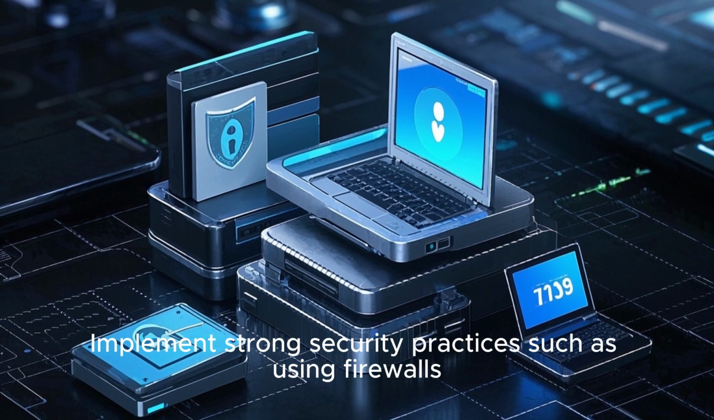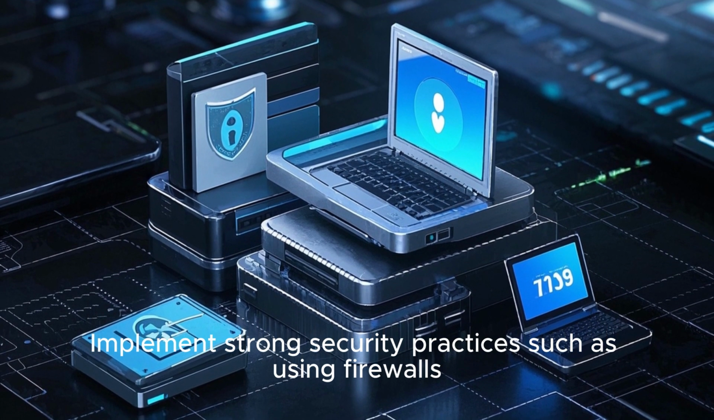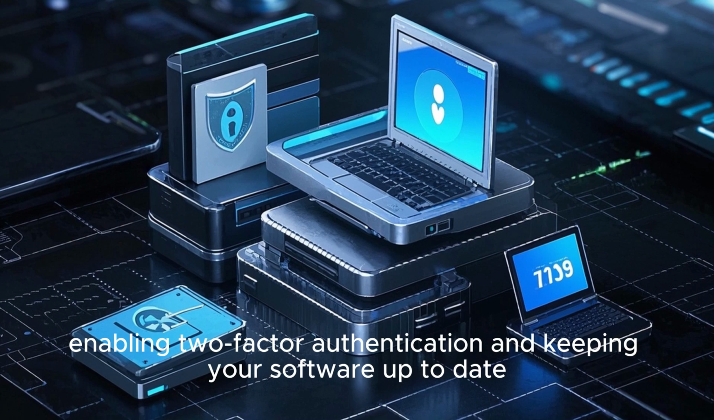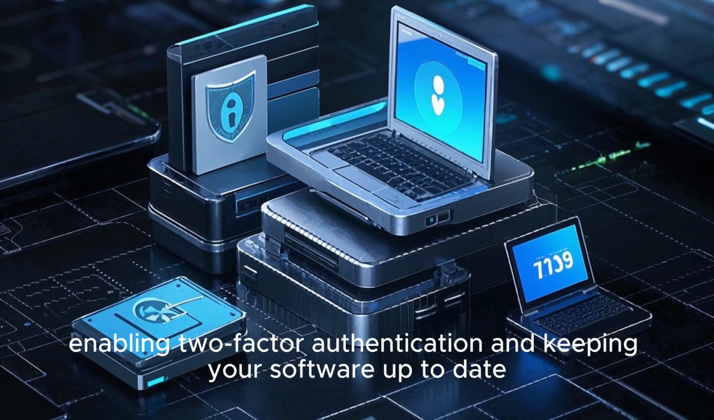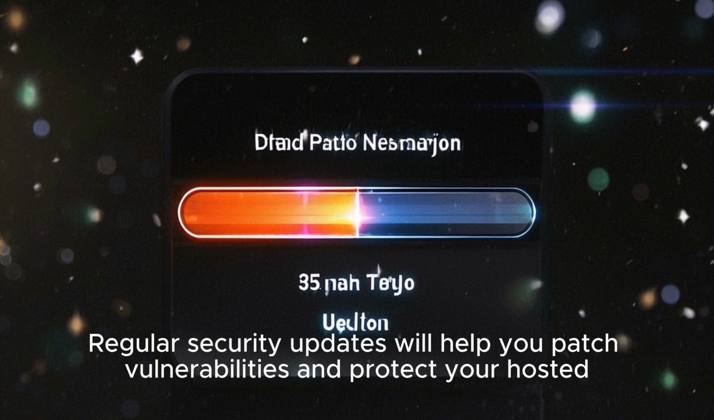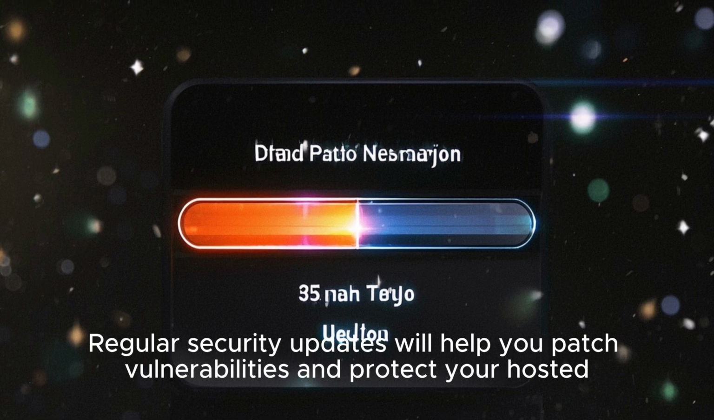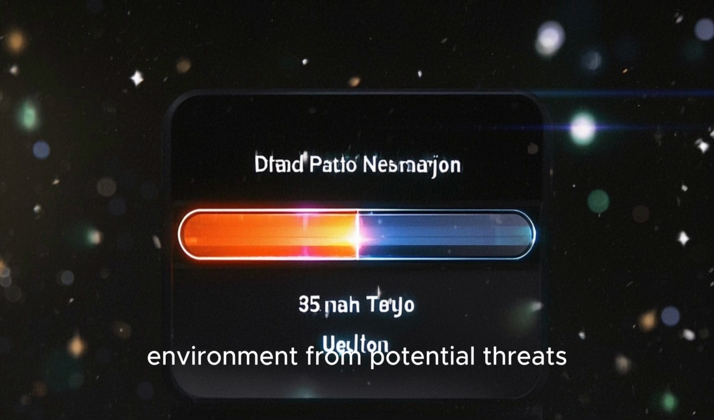Implement strong security practices such as using firewalls, enabling two-factor authentication, and keeping your software up to date. Regular security updates will help you patch vulnerabilities and protect your hosted environment from potential threats.